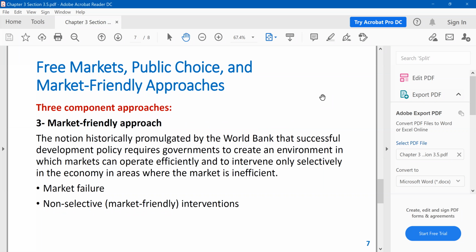Now the third approach is not that radical, but they say, okay, there are market failures, and government's role is to minimize the effects of these failures. All right. So this more market-friendly approach does not tell us that government should not intervene with the economy. No, government can and should intervene. So there could be some interventions and some policies and some regulation, but those must be targeted to only the sectors or the problems where markets fail. Right?